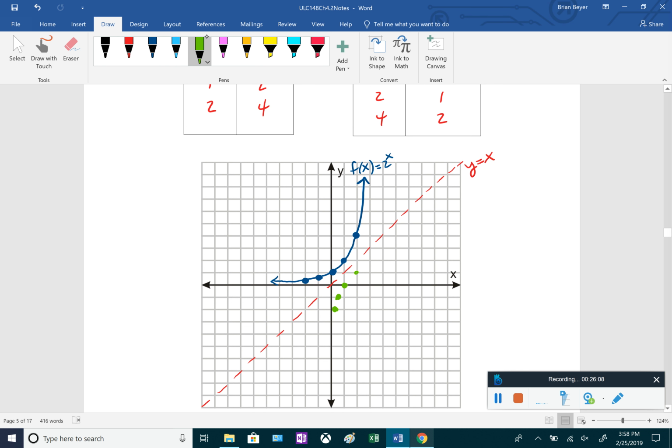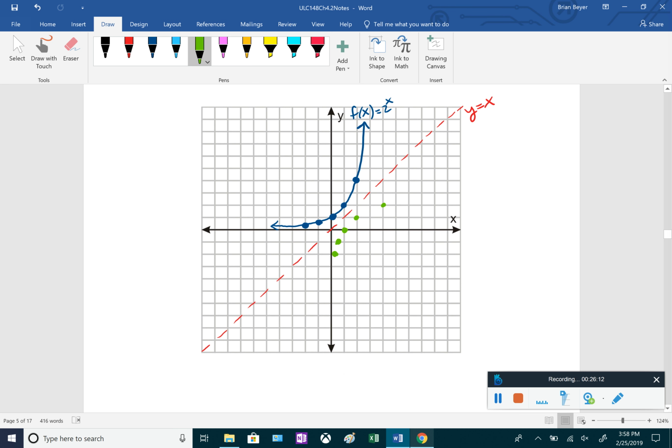2 comma 1. And 4 comma 2. So connecting these points, we can see it's going to look something like this. So this is g of x, which is log base 2 of x. You can see that it's a mirror image of its inverse exponential function over the line y equals x. It's still increasing, but it's increasing at a much slower rate.